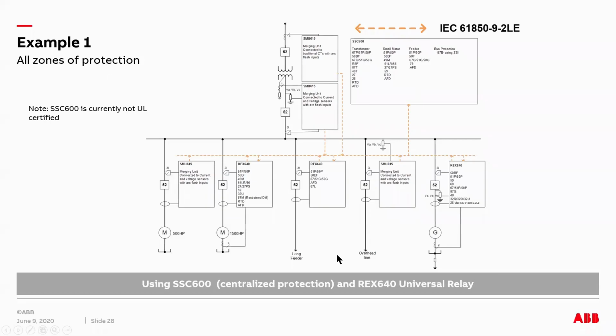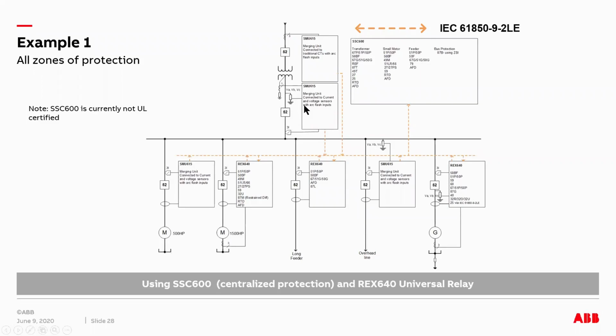Another possibility is by using an SSE 600. SSE 600, as we said earlier, is a smart substation control, or a centralized protection, where you can have all the protections in one place. So you can have the transformer, the small motor, the feeder, and the bus protection in the device.